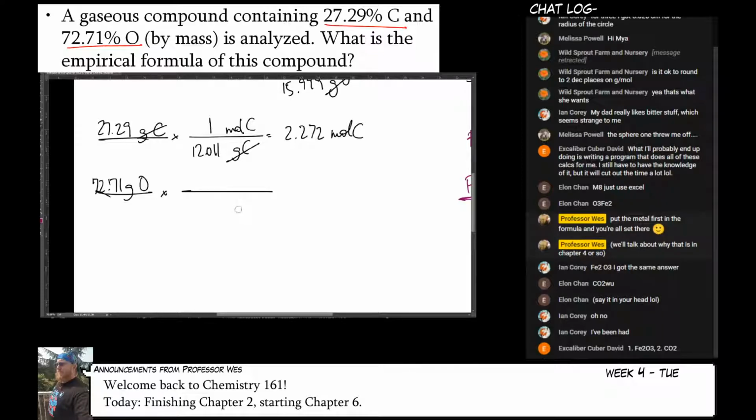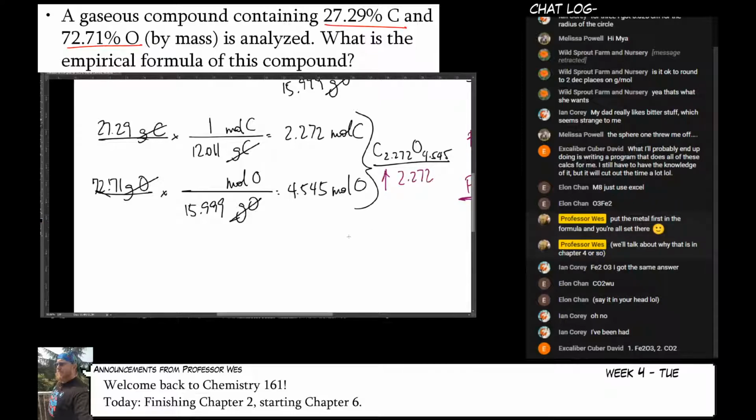I wrote the wrong thing. Hold on. Grams of oxygen. I'm going to cancel those out. That's going to be a lot of moles. 4.545. I can already tell that these are like 1 to 2 here, so I'm going to divide by the smaller of the two numbers. I get CO2.